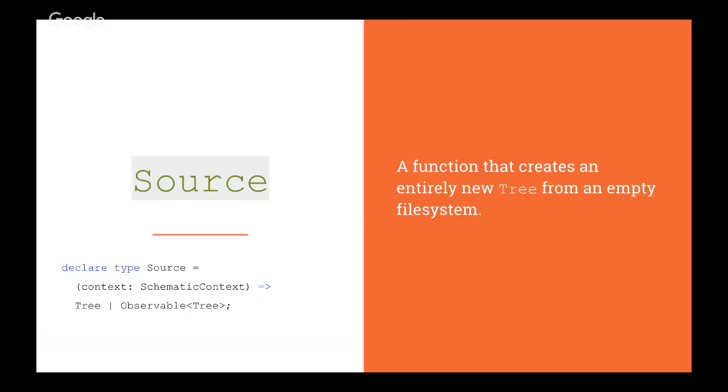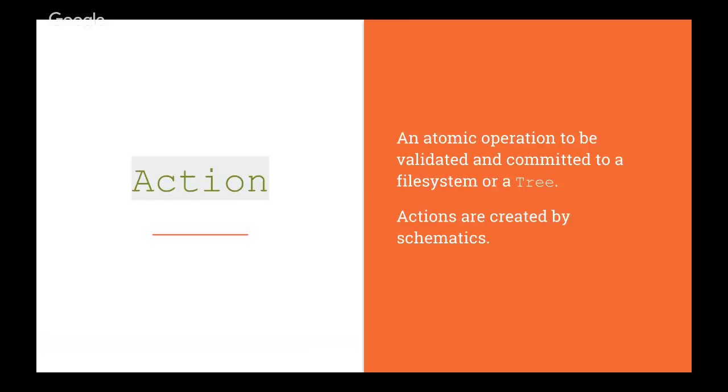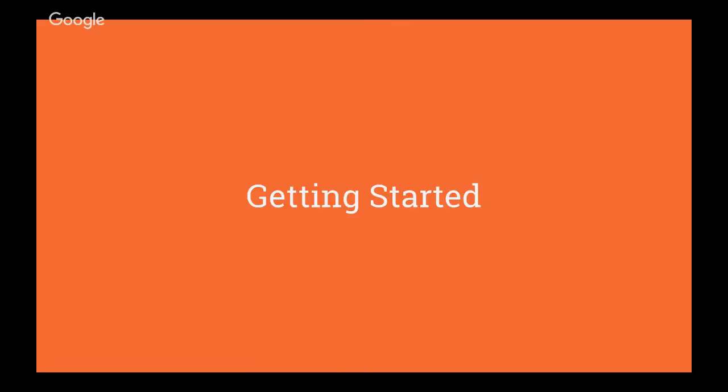The next thing that we need to know about is a source. A source is a function that creates an entirely new tree from an empty file system. That allows us to create a new tree and then populate it from there. And then we have an action. An action is this idea of an atomic operation, to be validated and committed to the file system or tree. And that's what we're going to be creating, these actions. With that, Kevin, why don't you go ahead and get us started?